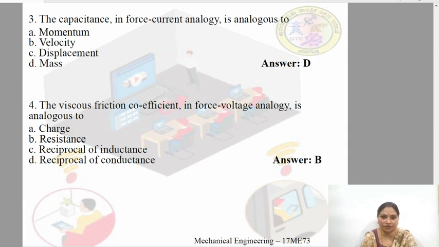The fourth multiple choice question is, the viscous friction coefficient in force voltage analogy is analogous to, that is the viscous friction coefficient is nothing but B. B is analogous to which term? Option A is charge, option B is resistance, option C is reciprocal of inductance, option D is reciprocal of conductance. We know that B is to be replaced by R in force voltage analogy, that is viscous friction coefficient B has to be replaced by resistance R. So therefore the right answer will be option B, that is resistance.